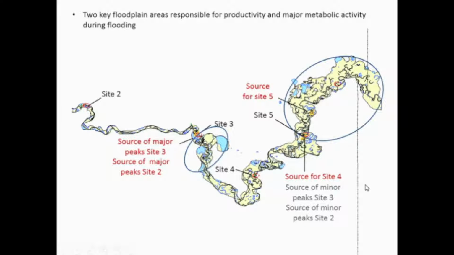Also, we found that there are two key floodplain areas, which are the Chowilla region and the Burra region. They are key areas responsible for productivity and major stream metabolism activities. So this highlights that lateral connectivity is really important to facilitate the carbon and nutrient exchange between the floodplain off-channel habitat and the main channel habitat.